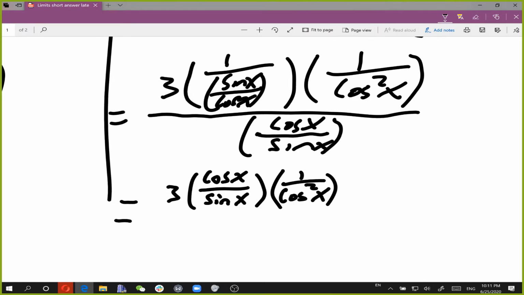Okay, and then on bottom, I'm dividing by a fraction again, so I can flip and multiply. So I'm going to multiply the whole thing by sine x over cosine x. Okay, now I'm ready to start canceling stuff to see what happens.